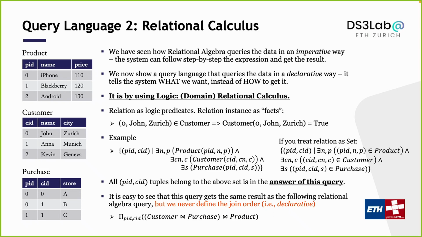In the logical formula, I never have done that. It's a conjunction of different predicates. I don't care how you join them together. You could join product with customer first and then join with purchase, or join customer with purchase and then join with product. I don't care. They are logical conjunctions. That's what we mean by something being declarative. By writing your query as a logical formula, you do not specify how to get it done. That's the difference between relational calculus and relational algebra.